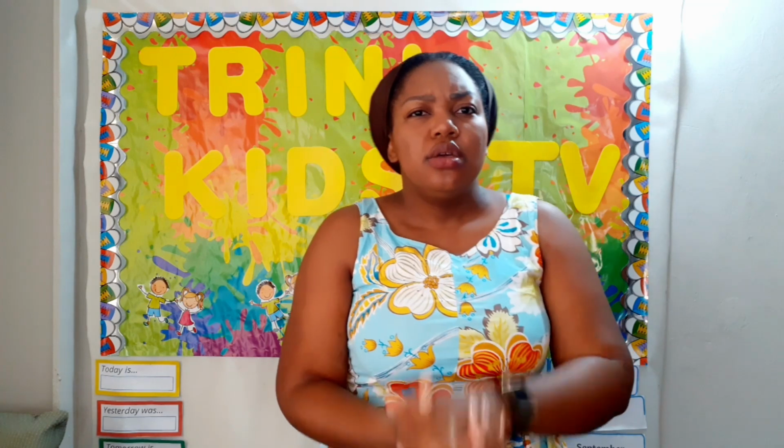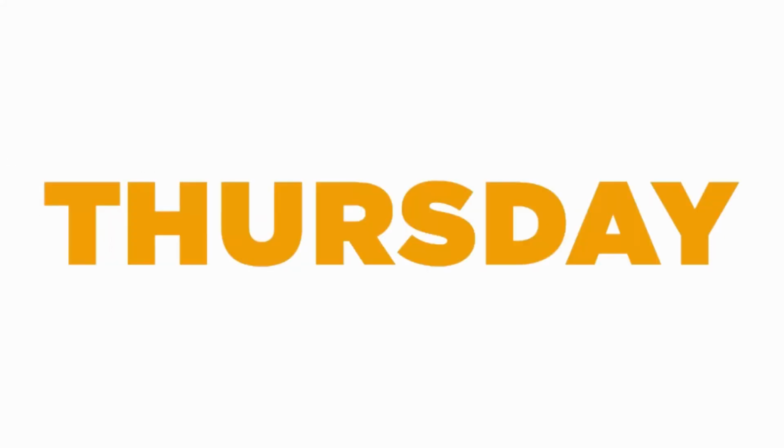Now, let's figure out what day it is today. Well, if yesterday was Wednesday, what comes after Wednesday? I think it starts with the letter T. It's not Tuesday. Yes, it's Thursday. Today is Thursday. All day long, all day long. Yes, today is a wonderful Thursday morning. And we are still in the month of May.